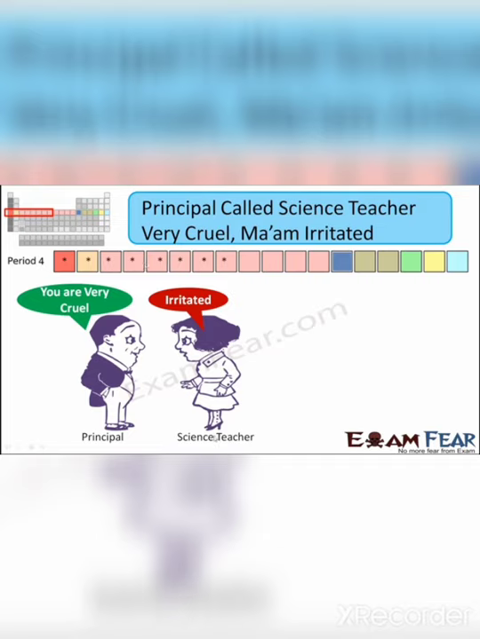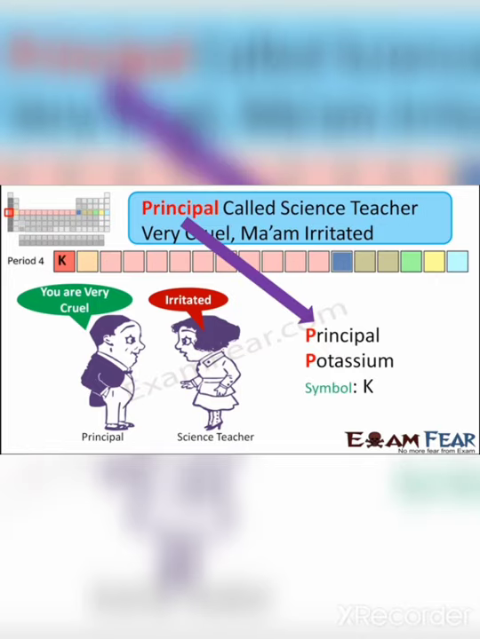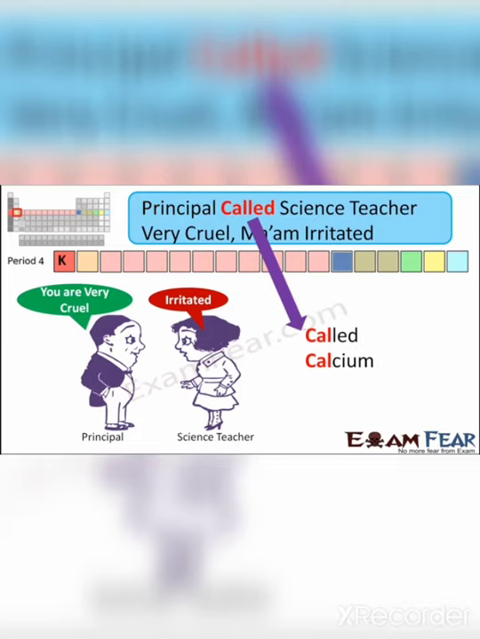Looking at the picture, the memory tip for period 4 would be: principal called science teacher very cruel, ma'am irritated. Here principal reminds of potassium. P in principal, P in potassium. However, the symbol for potassium is K. So please remember that. Called reminds of calcium. You have cal in called, again cal in calcium.